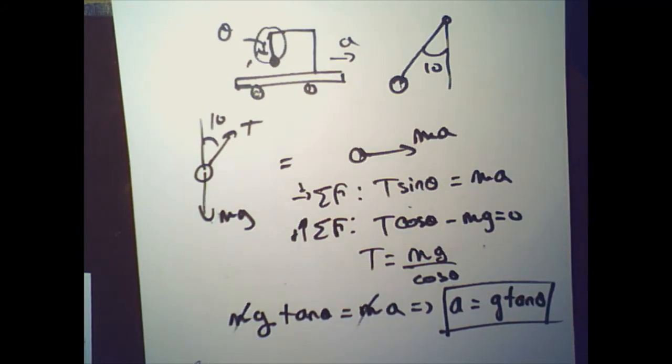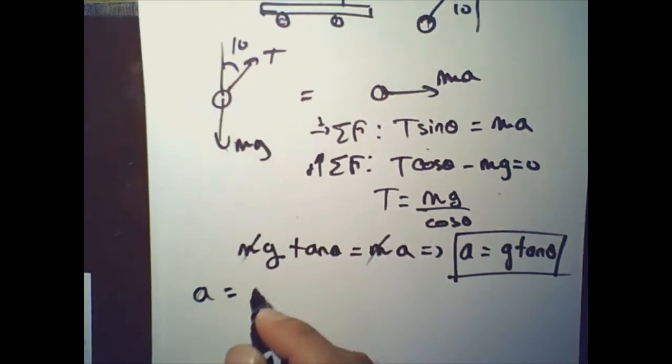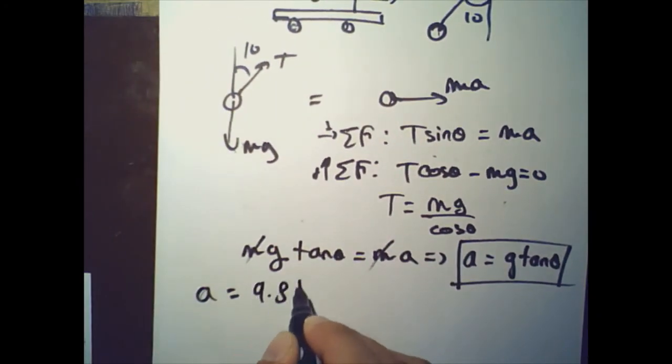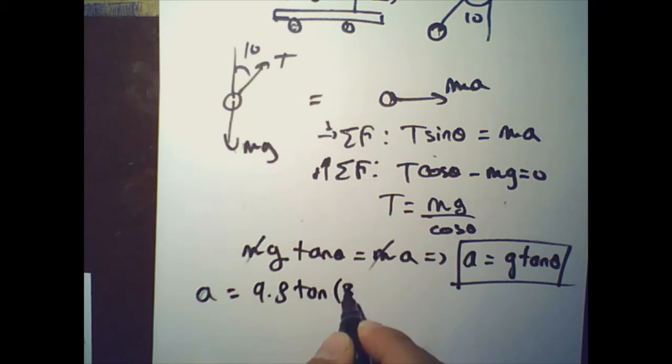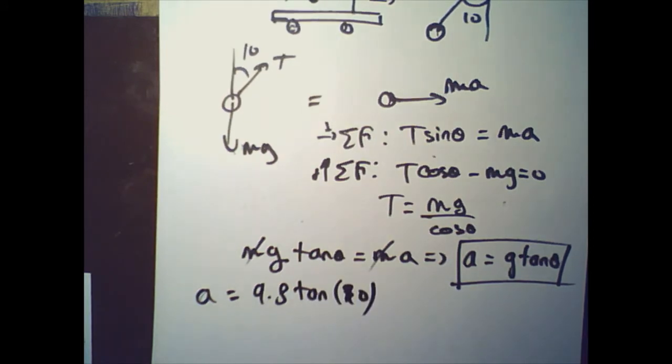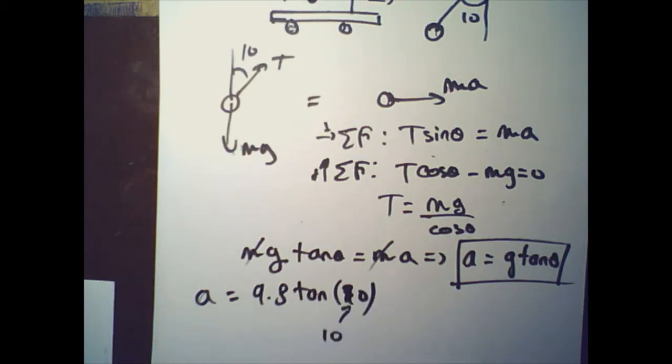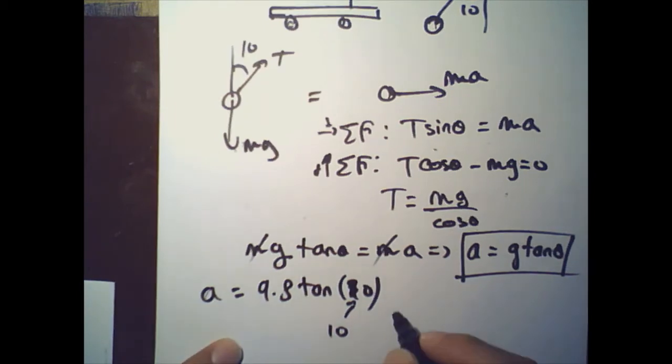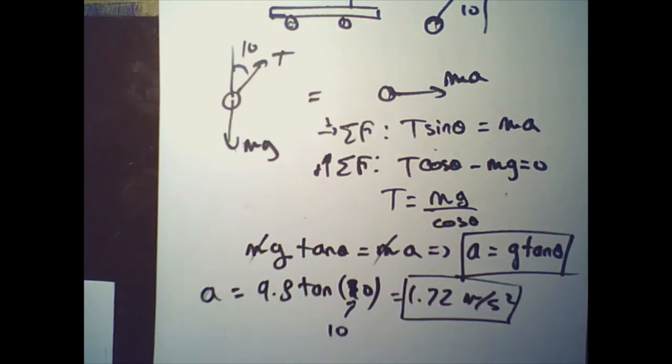So a is equal to how much? g, which is 9.8, times tangent of 10 degrees. Let's do this. If you do this, it will be basically equal to how much? 1.72 meters per second squared, which was available for you. All right, pretty basic, guys. Okay, so that is for this problem.